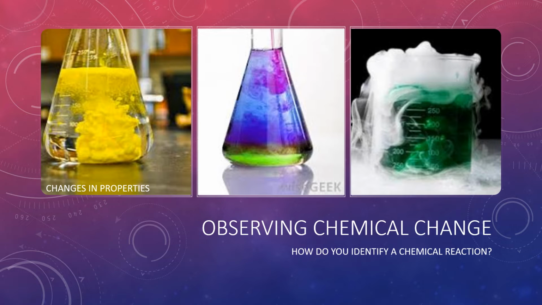Chemical reactions involve changes in properties and changes in energy that you can observe. One way to detect chemical reactions is to observe changes in physical properties of materials. For instance, the formation of a precipitate, gas production, and a color change, as you may see on the pictures on this slide, are possible evidence that a chemical reaction has taken place.